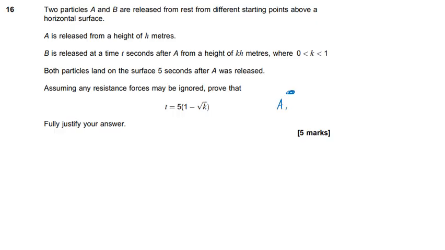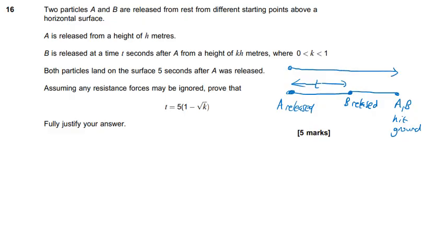Okay, so first of all, A is released, then t seconds later, B is released, and then at some later time, A and B hit the ground. And we're told that they both hit the ground 5 seconds after A was first released. So this time here is 5 seconds. So that must mean the time it takes for B to hit the ground after being released must be 5 minus t.